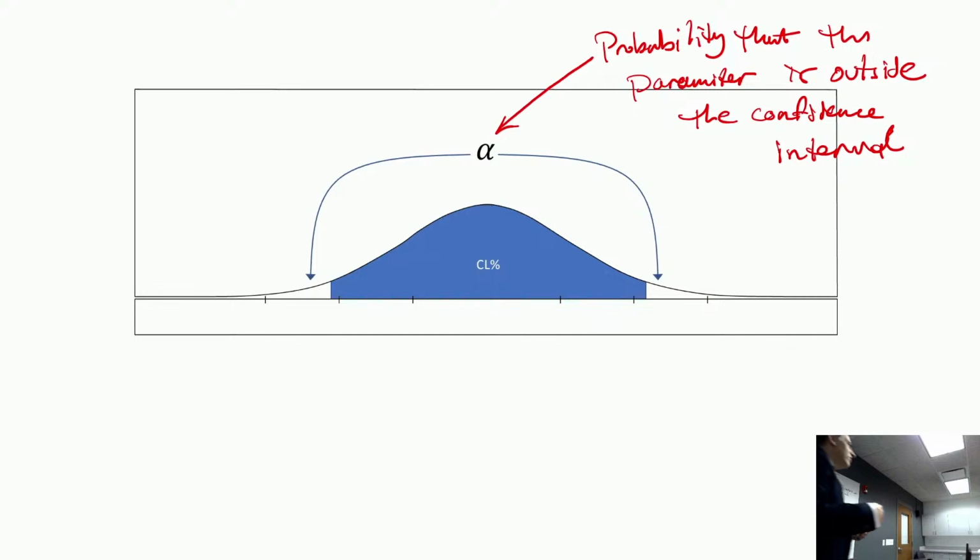But in practice, you're only going to have one sample, and that one sample is going to give you a confidence interval, and you'll have the probability that the parameter is outside the confidence interval. So it's really just another way of saying the same thing. It turns out that alpha is equal to 1 minus the confidence level. So if your confidence level is, say, 95%, then alpha would be 5%. If your confidence level is 99%, your alpha is 1%.